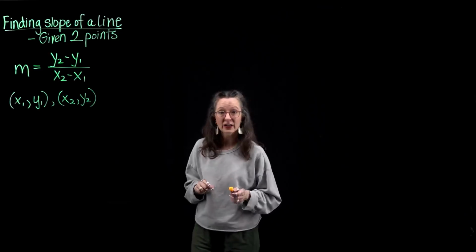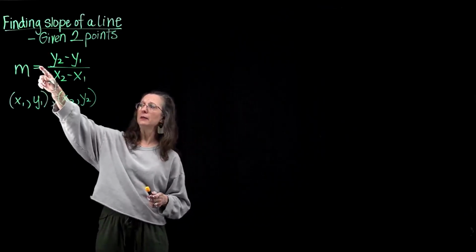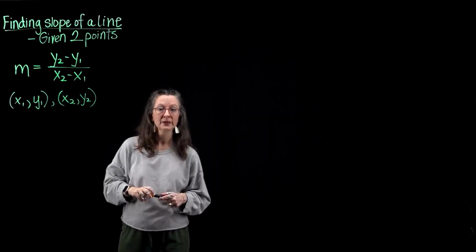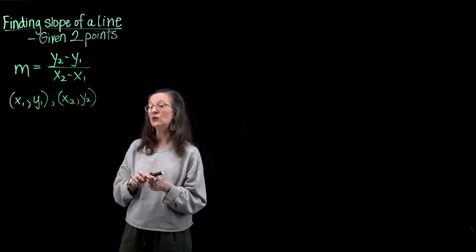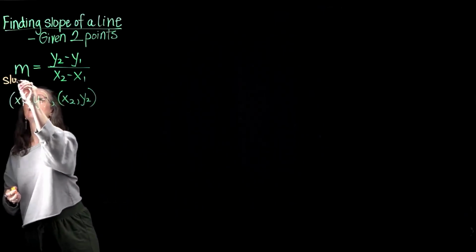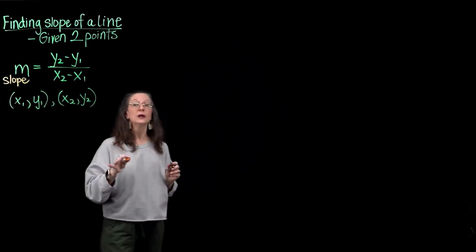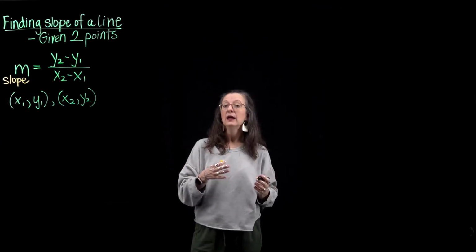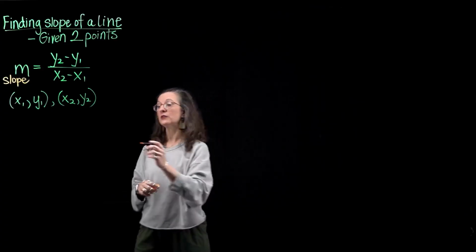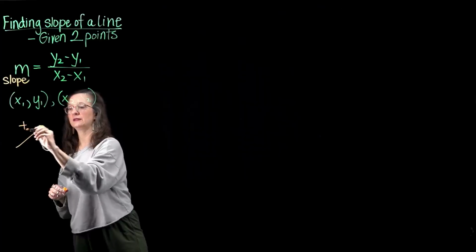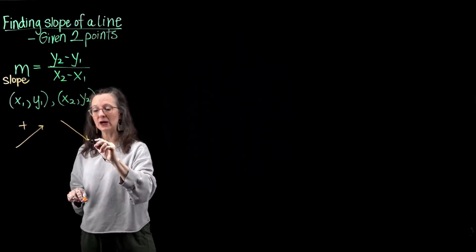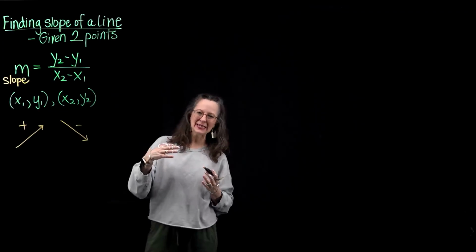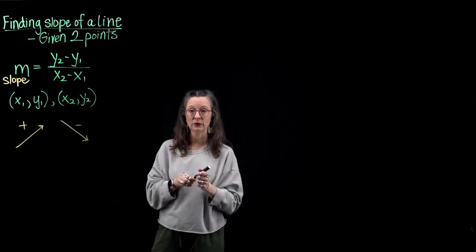All right, I've got an equation for you here, and it is m equals y2 minus y1 over x2 minus x1. Now, m is the letter that we use to represent slope. And remember, slope tells us the way the line changes as we move left to right. A positive slope goes up from left to right. A negative slope goes down as we move from left to right. And the number tells us how steep it is, either in the positive or the negative direction.